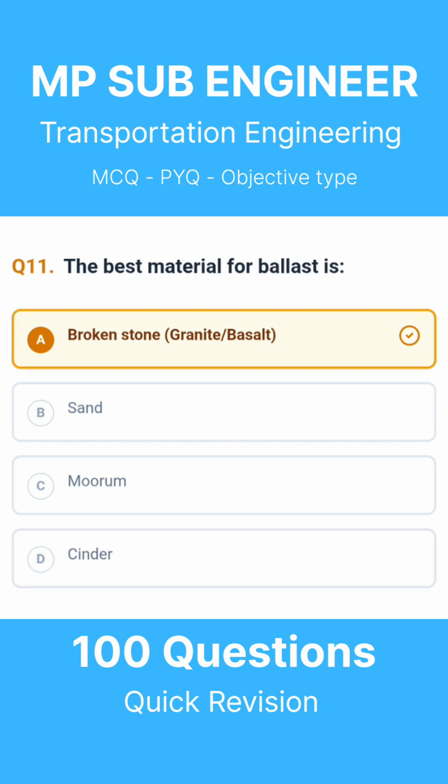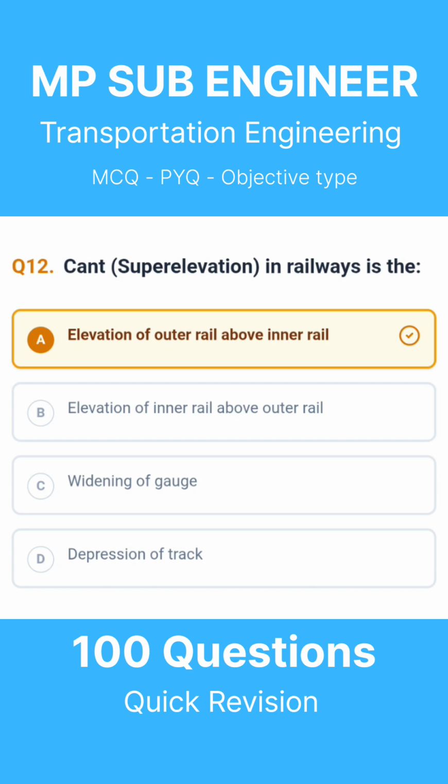Question 11. The best material for ballast is. The correct answer is broken stone, granite or basalt. Question 12. Cant (superelevation) in railways is the. The correct answer is elevation of outer rail above inner rail.